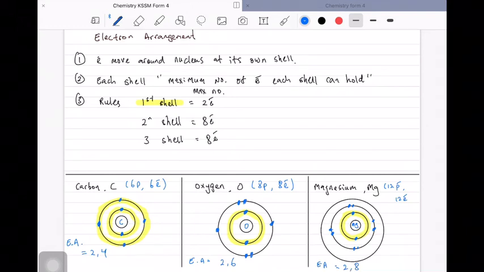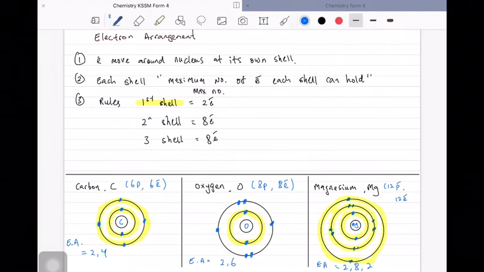Even though it has another 2 electrons, we cannot fill them in the second shell, because each shell can only hold 8 electrons. So in the third shell we fill the last 2 electrons, which we call valence electrons. This is the third shell.